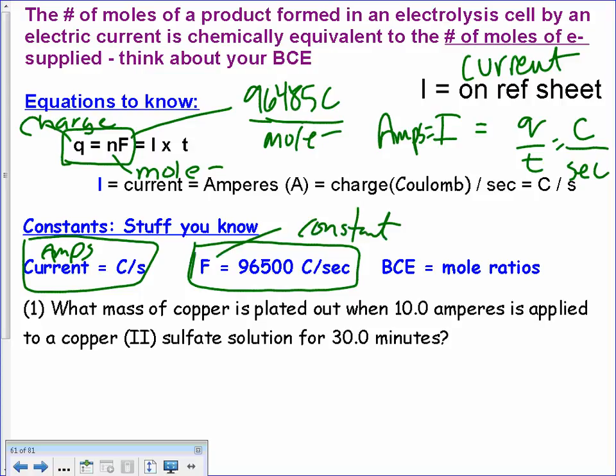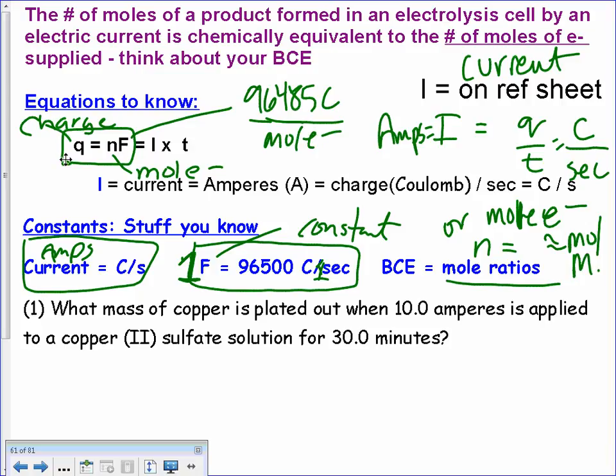That means 1 Faraday is equivalent to 96,500 coulombs per 1 second. So you could always flip that equation around as needed. And we use the BCE to figure out moles of electrons, or moles of electrons related to moles of metal plated out or something like that. So we'll look at that for mole ratio purposes.